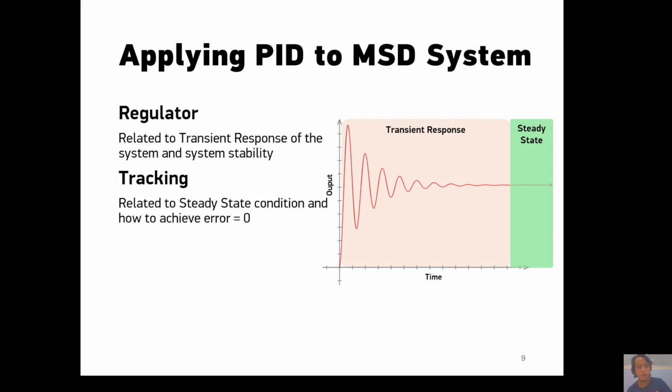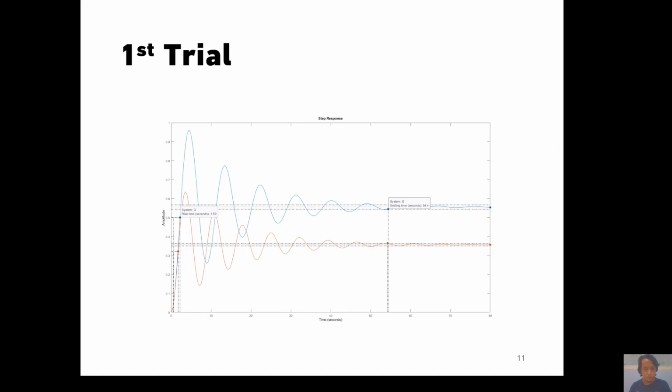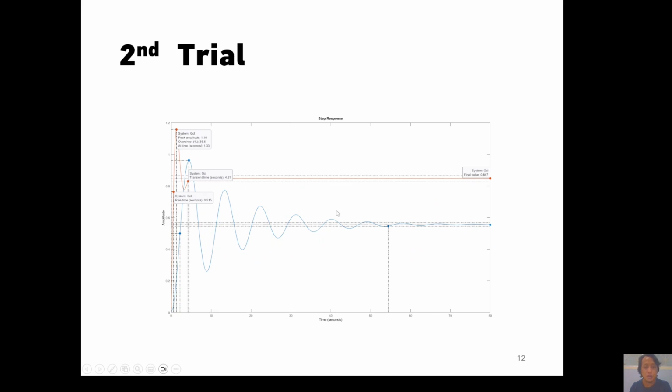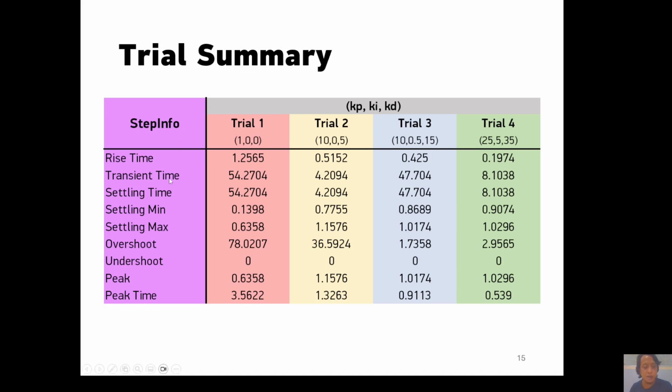And we need to apply the PID, and this is the experiment. This is the result of the first trial. This is the second trial, and this one the third trial and fourth trial. And then this is the summary. For me, the fourth trial gives the best value because it already employs a proportional gain, integral gain, and derivative gain.